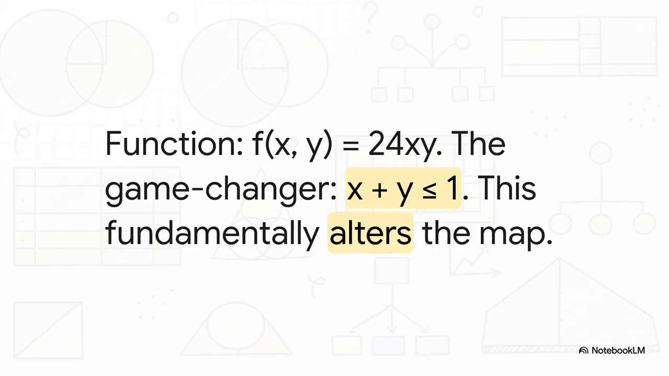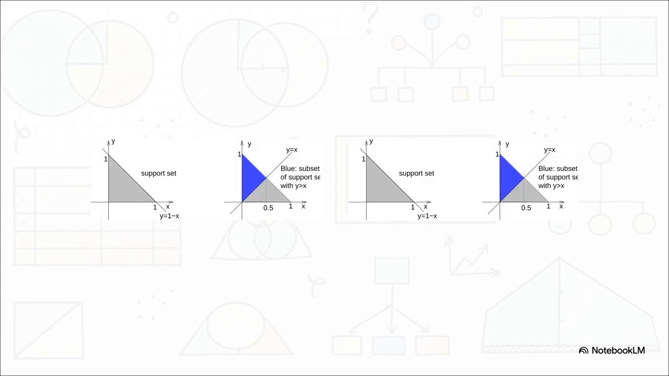X plus y must be less than or equal to 1. Believe me, that one little constraint is a total game changer. It's going to completely warp the shape of our map. And bam, look what that new rule does. Our map of possibilities is no longer a simple rectangle. It's a triangle. And this is a huge deal.